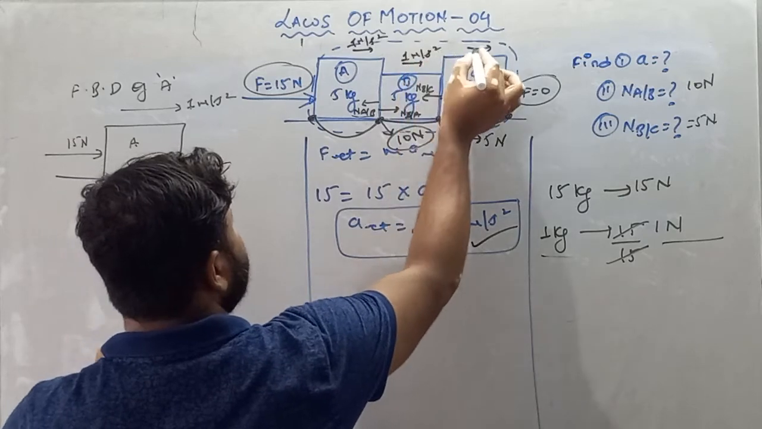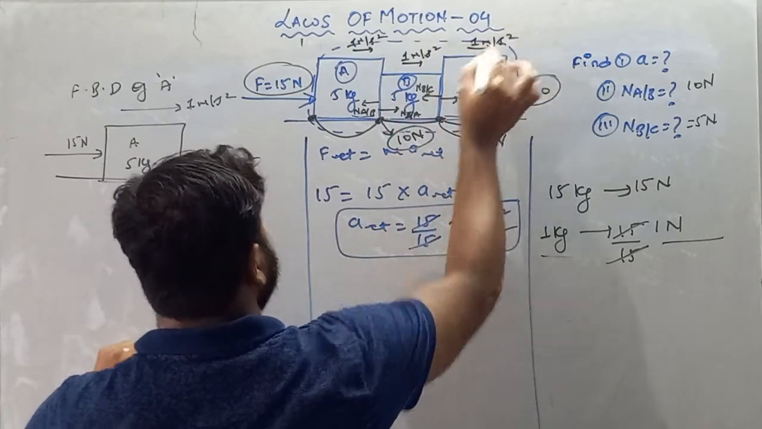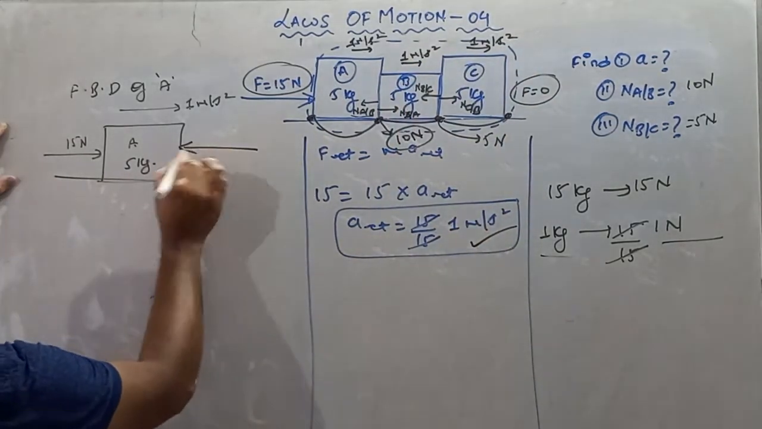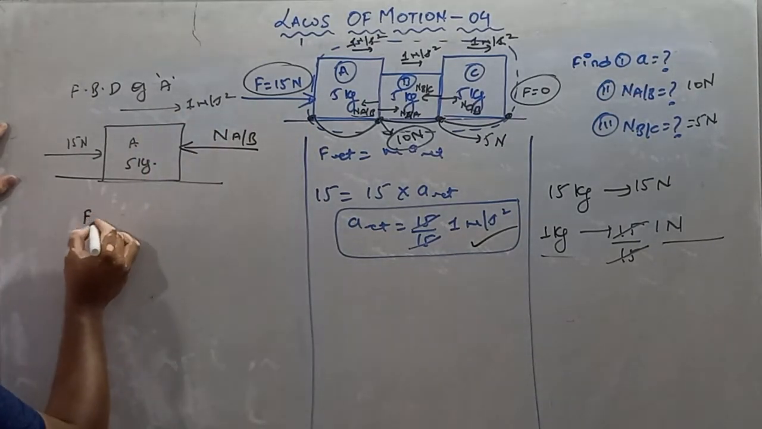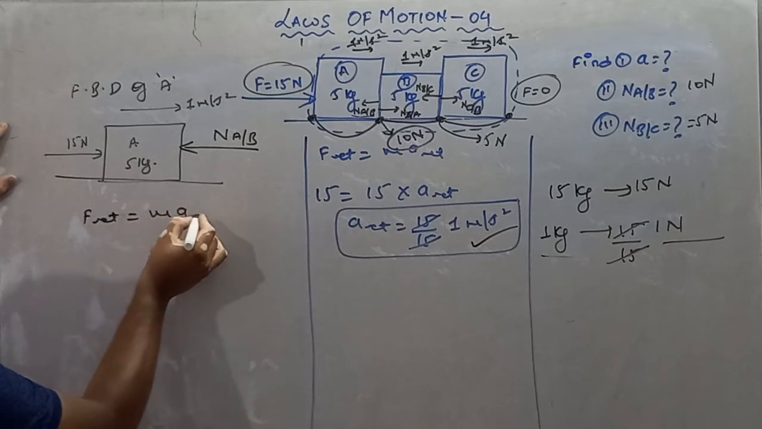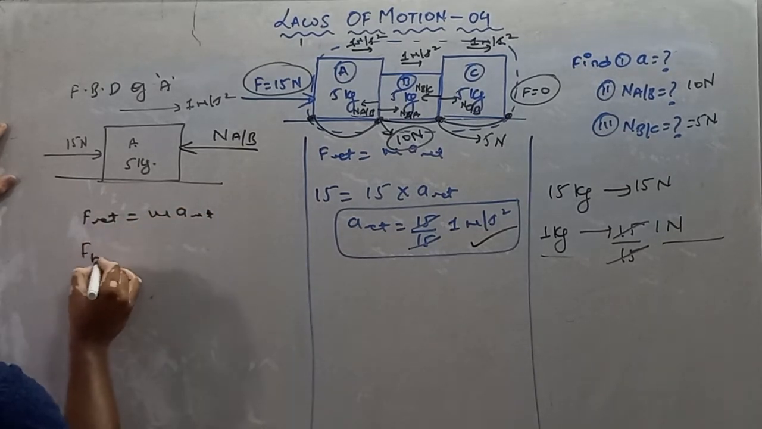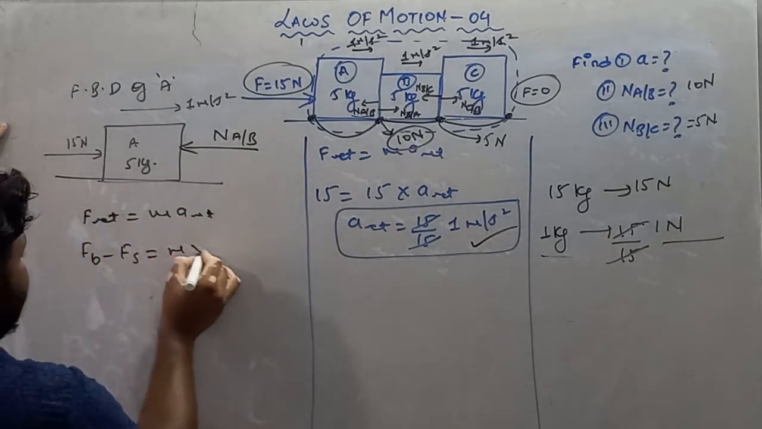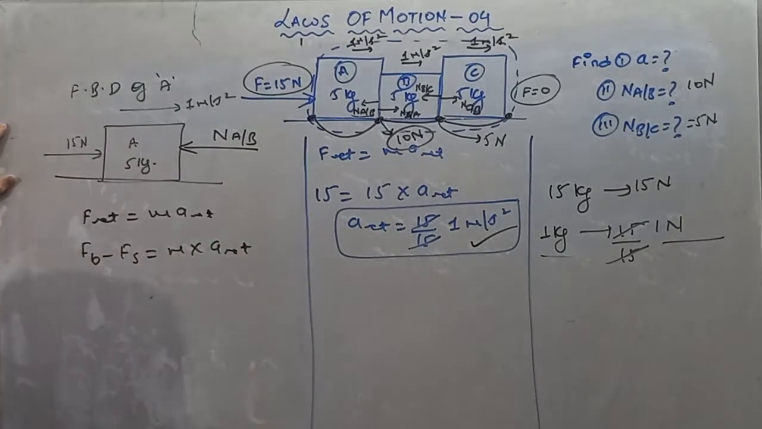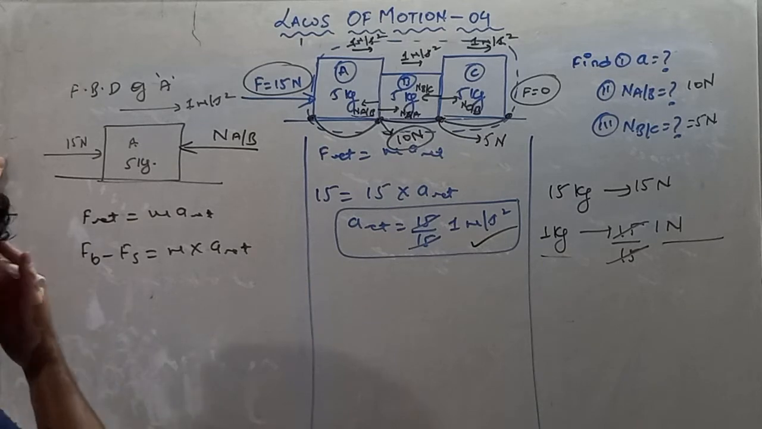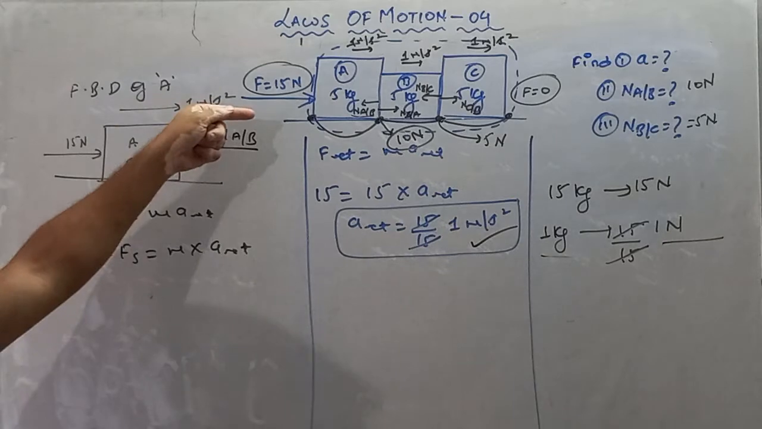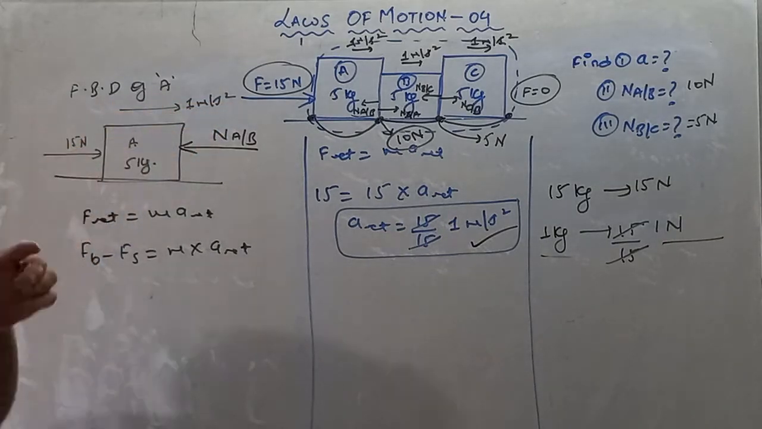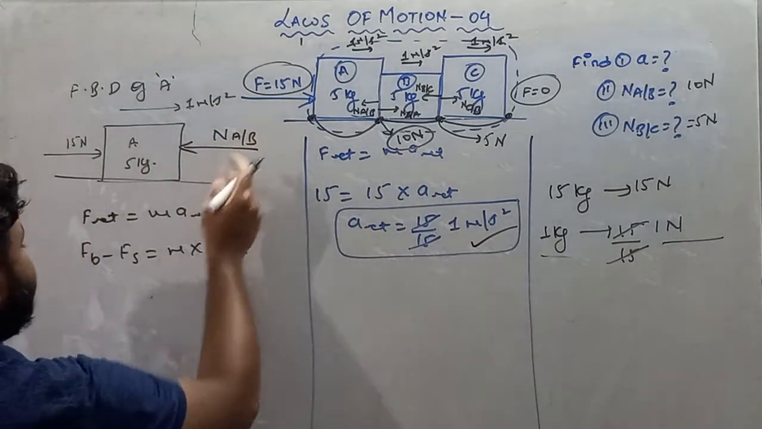This is also 1 meter per second square. This is also 1 meter per second square. So in this direction, normal on A due to B, and acceleration is in this direction. So F net is equal to m a net. Net force means, my dear student, bigger force minus smaller force equals m a net. Bigger force is always that force which is along the direction of acceleration. So 15 Newton is in this direction and acceleration is also in this direction, so 15 Newton is bigger compared to normal on A due to B.